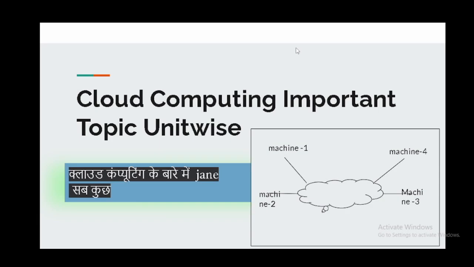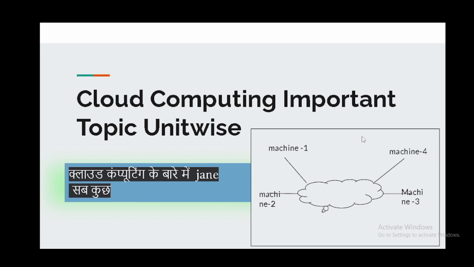Hi, I welcome you to a new trending topic, cloud computing, important topic, unit wise. So for this topic actually मैं ये बताने जा रहा हूँ कि cloud computing के बारे में what are the topics and what are the units that we need to understand. So just let's get it started.